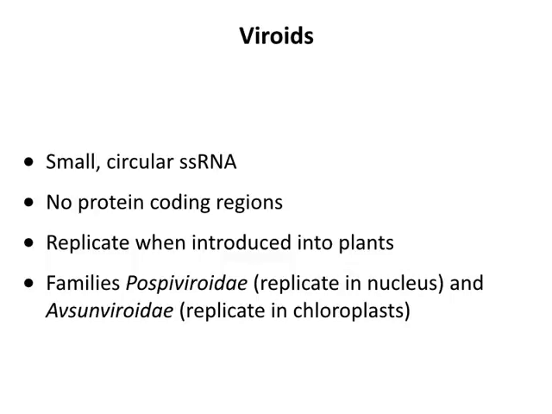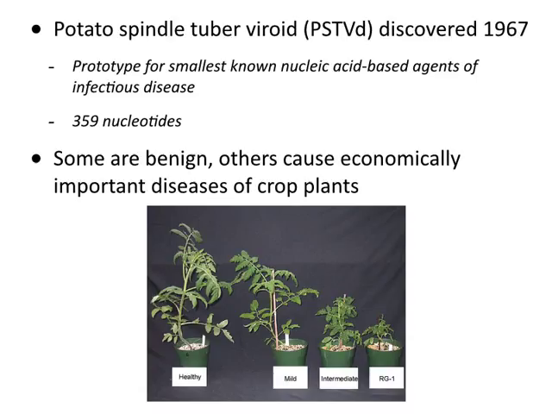And the first one discovered was called potato spindle tuber viroid. These all have really neat names based on the disease. So the name is abbreviated PSTVd, little d is viroid, discovered 1967. That was the first one discovered. So it's the prototype. It's only 359 nucleotides long.